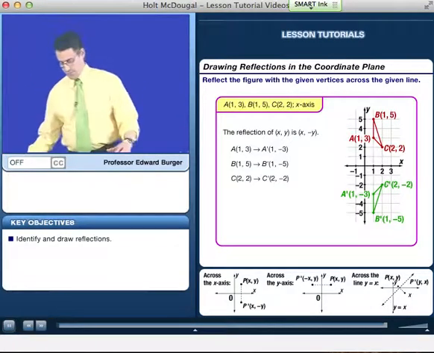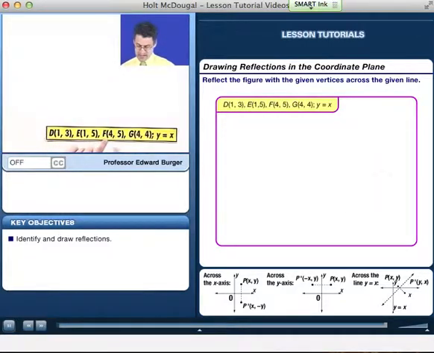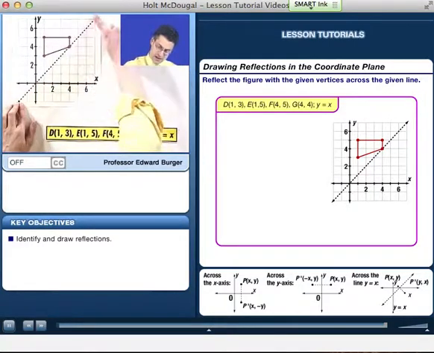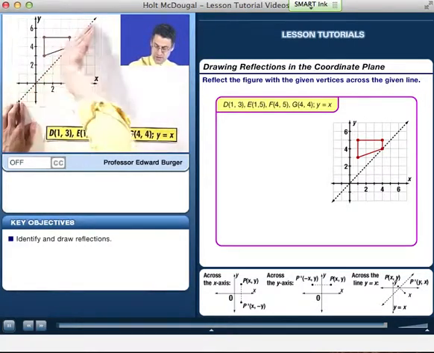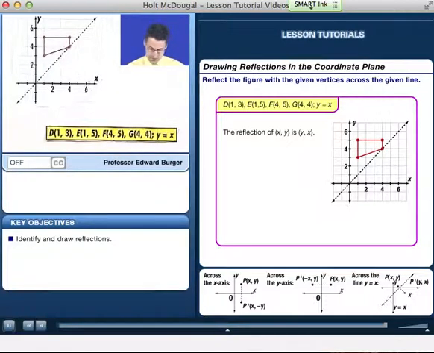So let's consider the quadrilateral that has vertices D, E, F, G given, and let's now reflect that over the line y equals x. Here I've actually already graphed it, and the y equals x line is when y and x are equal. It's the line that cuts right into the center of the first and third quadrant. And so how do we actually reflect this? Well, it's pretty easy. This just says flip x and y. So all we have to do for each of these points is flip x and y.